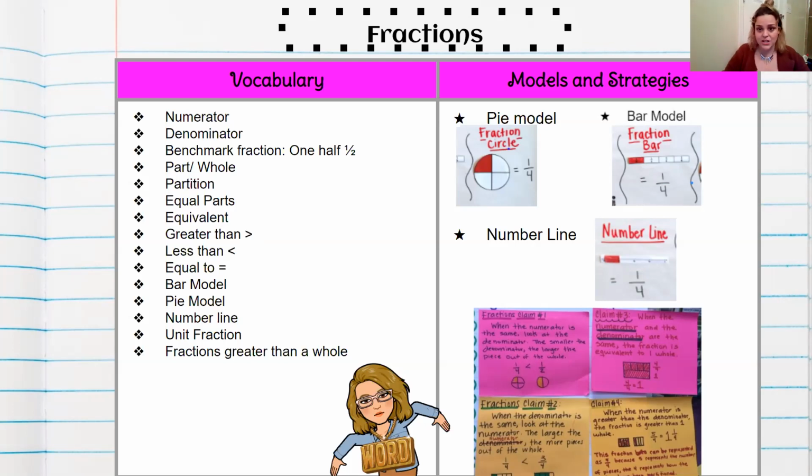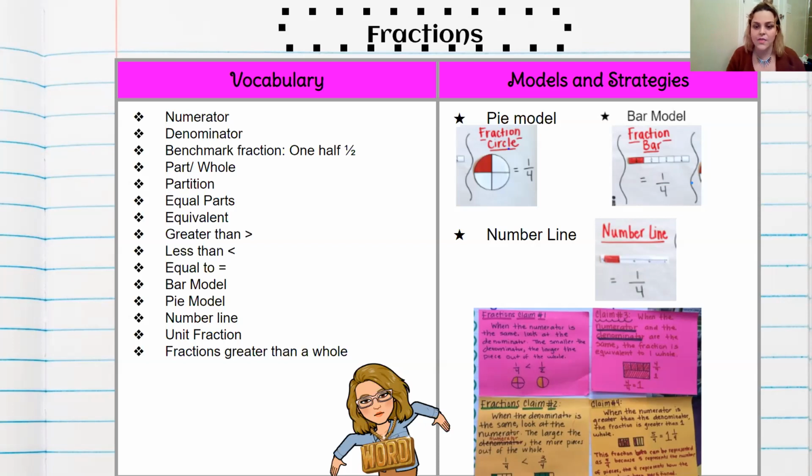Now, our models and strategies and claims, I love my claims. We're going to start with pie model, which is a great model for us to utilize when we're comparing fractions. However, it can be a little tricky sometimes if you're not partitioning the circle or the pie correctly, and so we've talked about that a lot. That's important. When we're modeling, we need to make sure that we're demonstrating equal parts. Same with the bar model. If we're comparing side by side, we need to make sure that we're partitioning. Each part is equal, because if not, when you're comparing, it's not going to come out correctly.